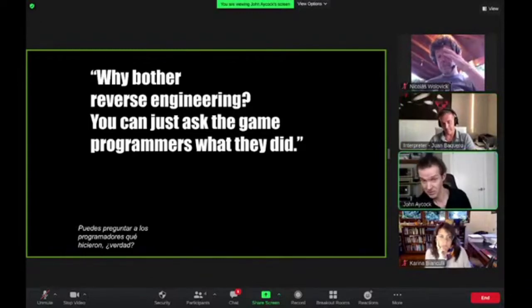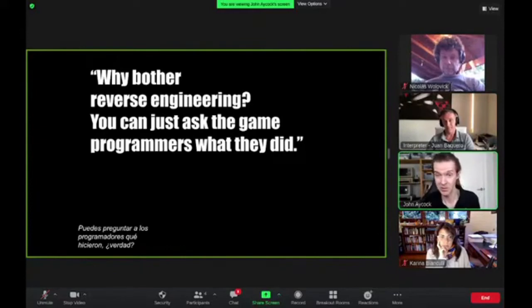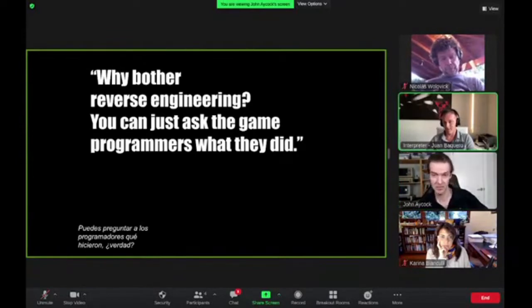This is another reason that working with archaeologists is so important, because they are used to situations where the people who created artifacts are no longer around.